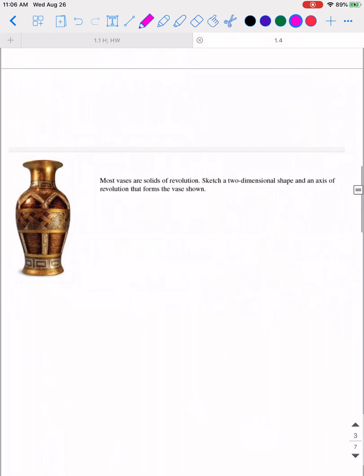Okay, example 2. Most bases are solids of revolution. Sketch a two-dimensional shape and an axis that forms this base. Most solids you can create with an axis and a 2D shape. Most of the time you can create them, they have to have some sort of line of symmetry though. So if you have a 3D shape that's all over the place, just all skewed, it'll be hard to create a line of symmetry or an axis of revolution for that.